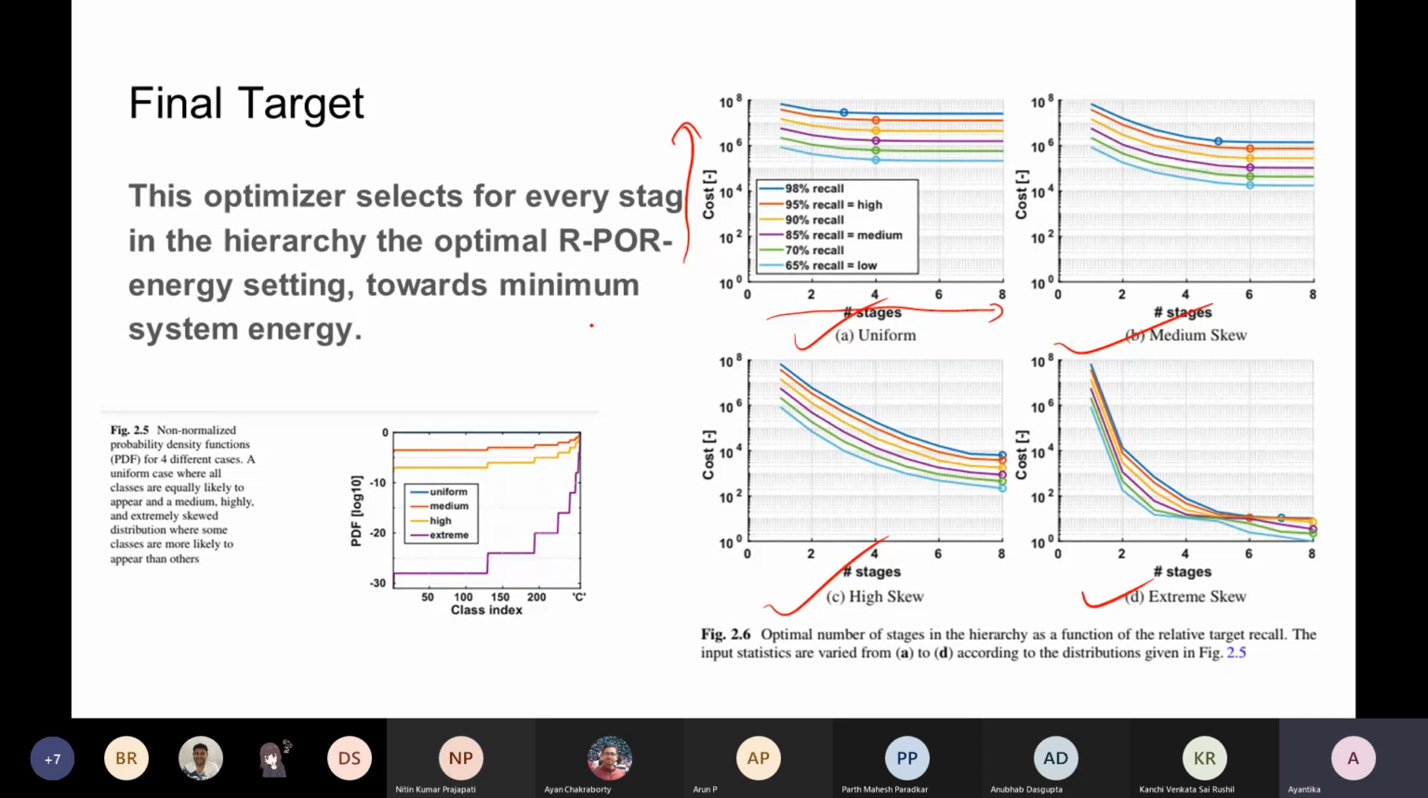And as you have the final target, that you are going to identify the number of stages, and you are going to have a significant amount of recall. Here you can see that these colors are varying in terms of the percentage of recall. This green is 98% recall, red is 95% recall, and so on.